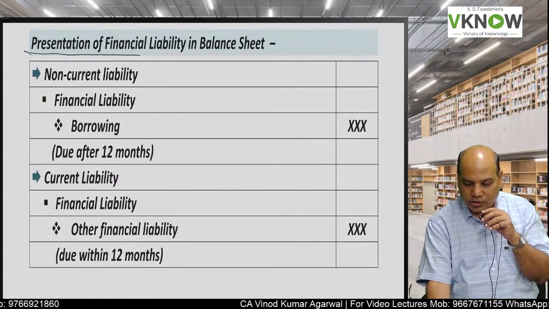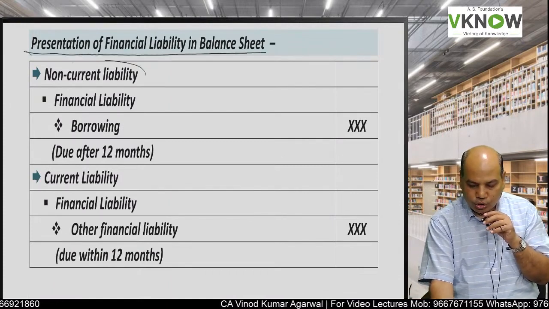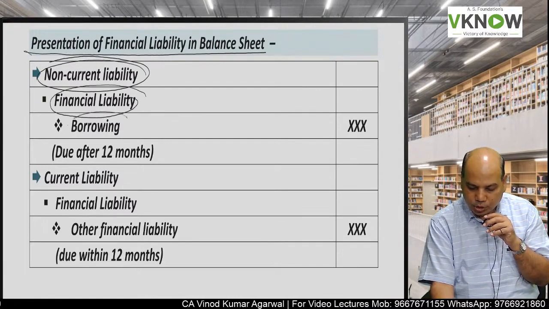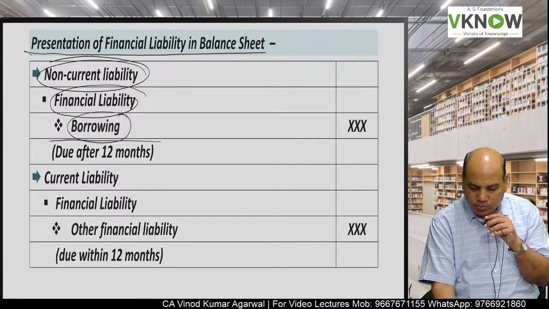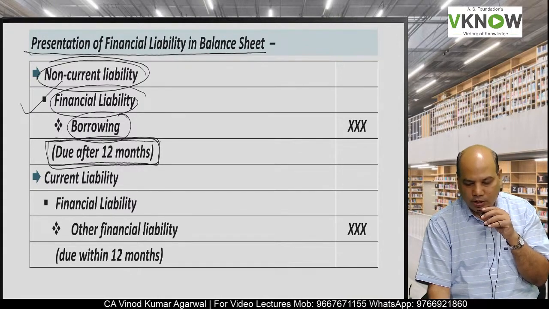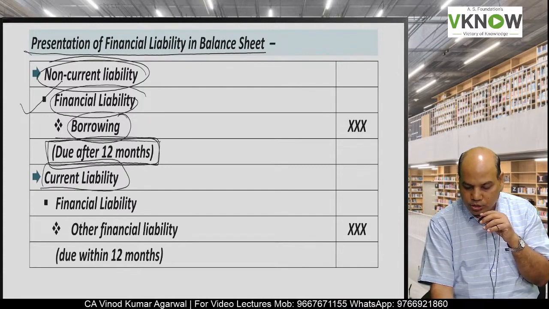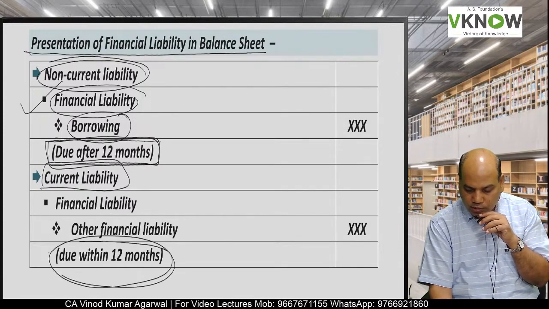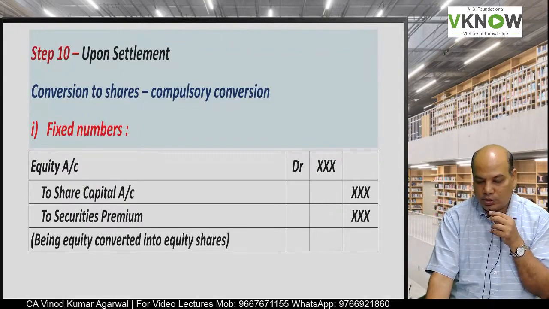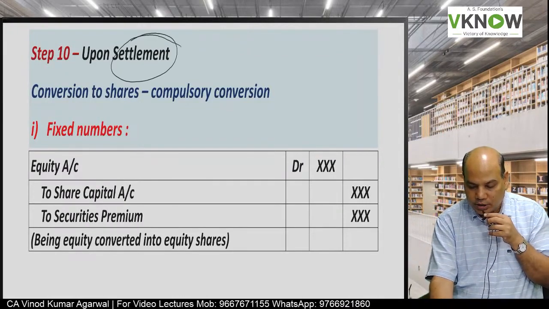Now see the presentation in the balance sheet. Non-current liability, financial liability, borrowing: that component of borrowing which is due after 12 months will come under non-current liability, and that portion which will be due within 12 months will be treated as current liabilities. Let us come to the settlement date.